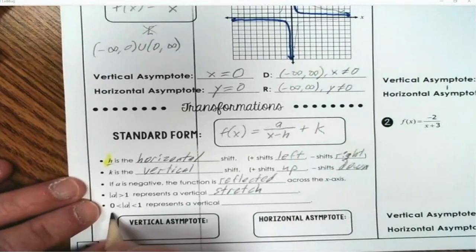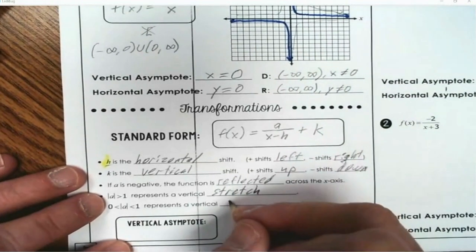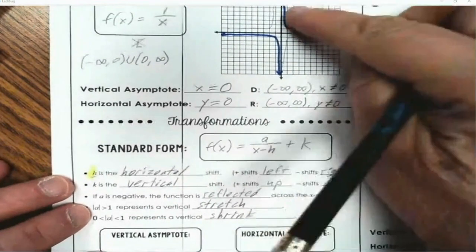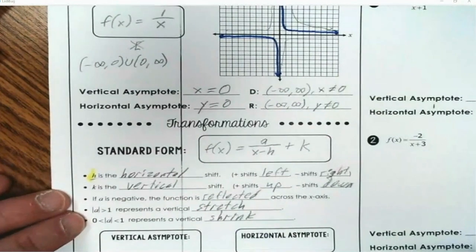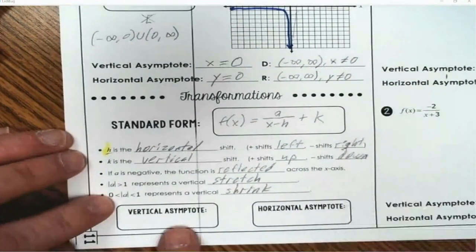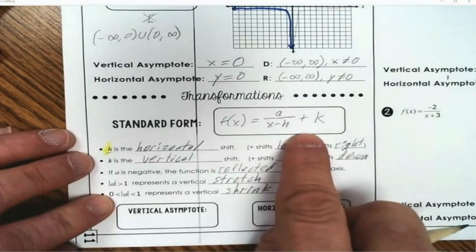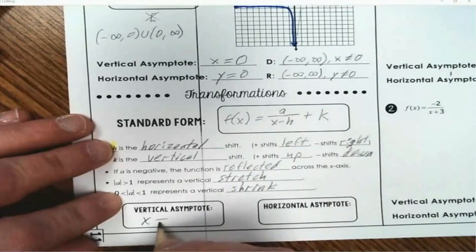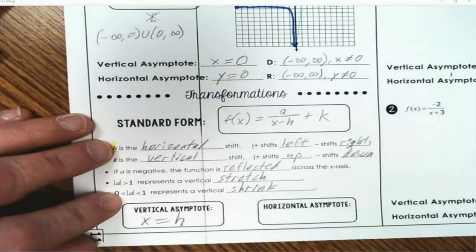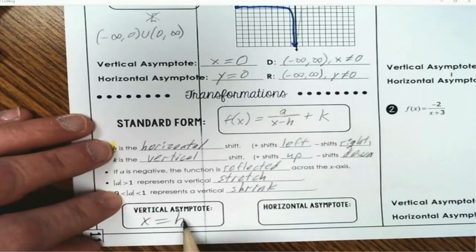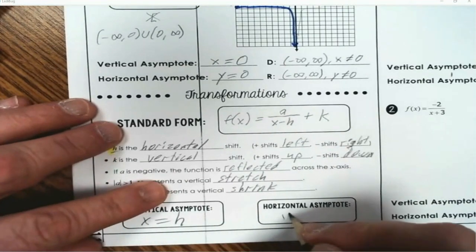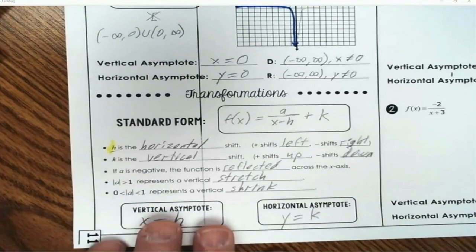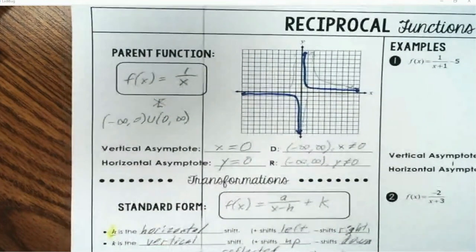Or the other direction if it's a negative. If it's between 0 and 1, then it's a vertical shrink. It pushes it down closer to the x-axis quicker. So the vertical asymptote with this standard form is x equals whatever h is. If h is positive, that's what the vertical asymptote is going to be. If it's negative, that's it. And the horizontal is y equals k.